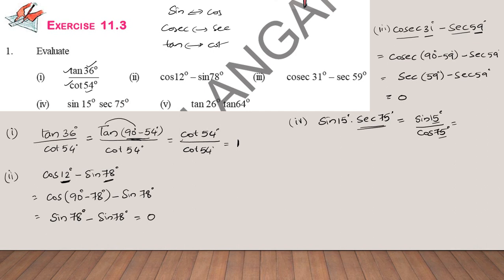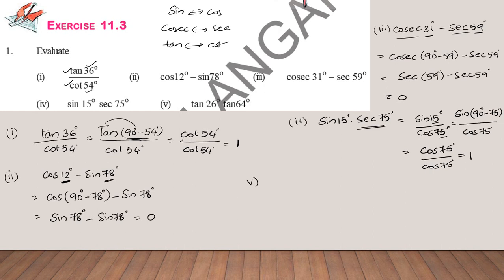15 plus 75 is 90 degrees and sine and cos are complement to each other. Now how can I write it? Sine of 15 degrees I can write as sine of 90 minus 75 degrees by cos 75 degrees. Now sine of 90 minus theta is cos theta. So cos 75 degrees by cos 75 degrees, which gives me 1.